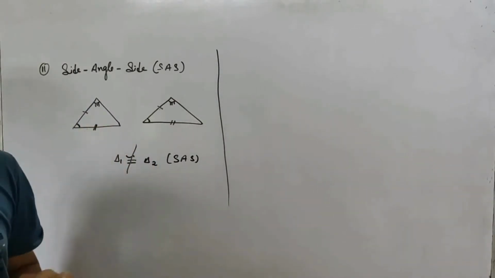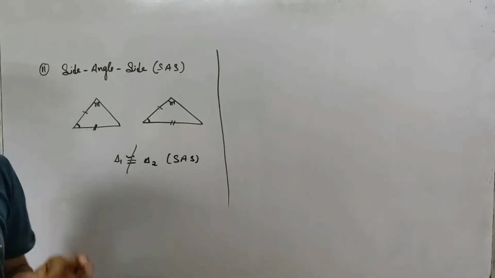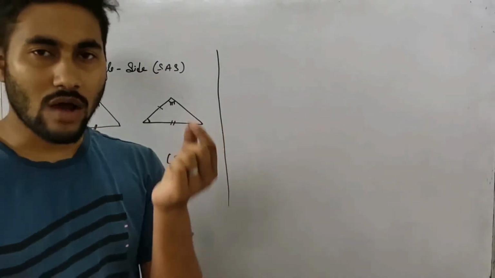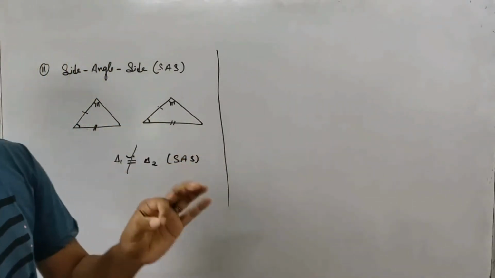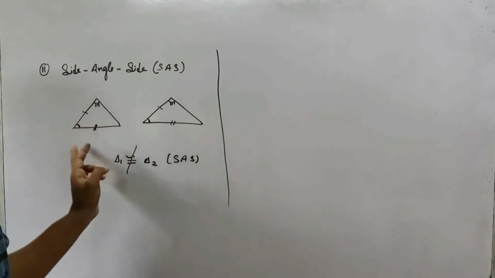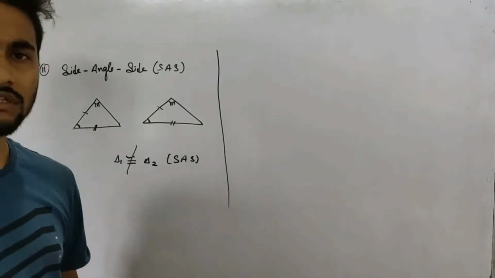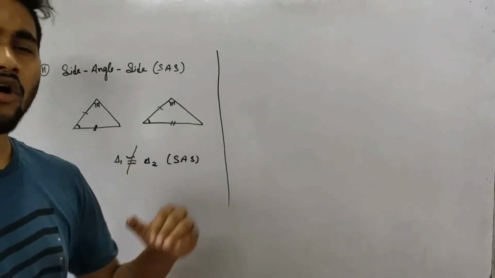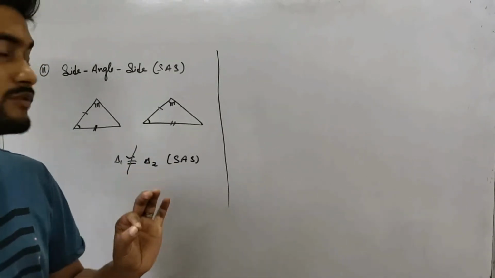So for SAS, whenever you solve any question and you see there are two sides and one angle, make sure whether that angle is between the sides or not. In easy questions you will always get it between the sides, but in higher classes, in class 10 or in any difficult question, sometimes you will see what?